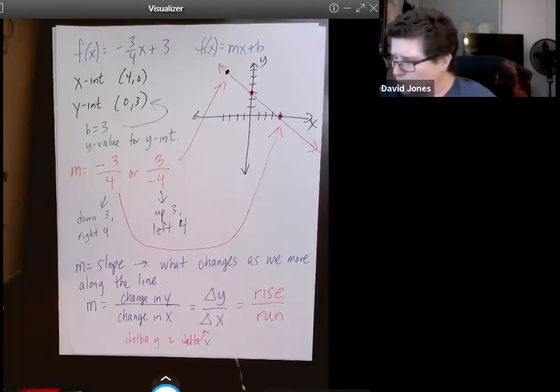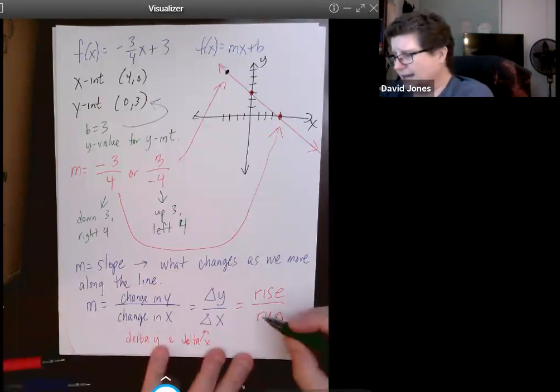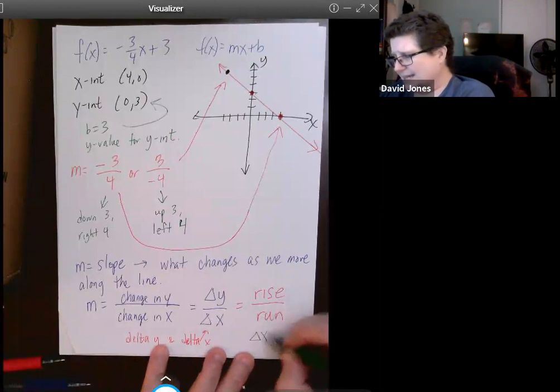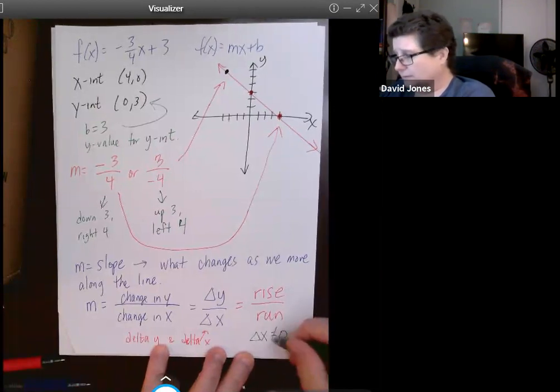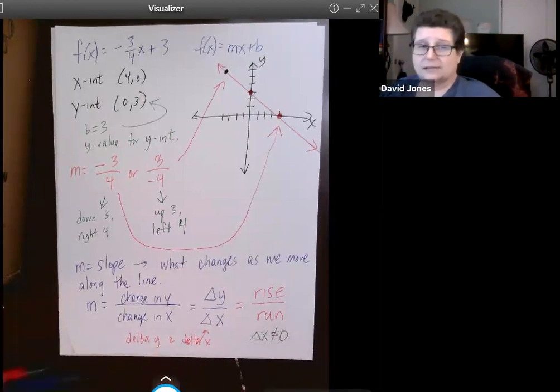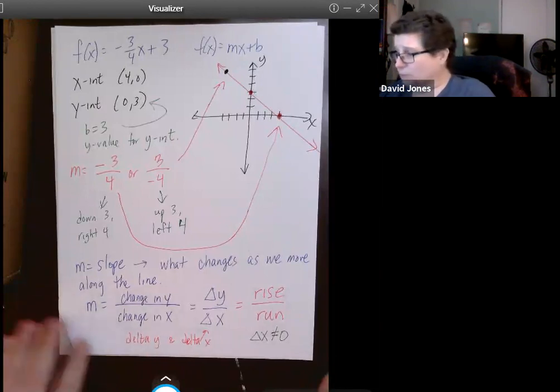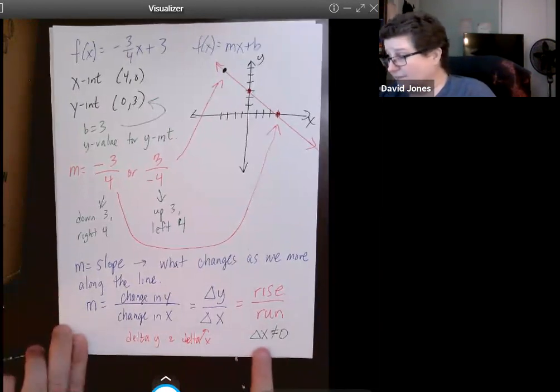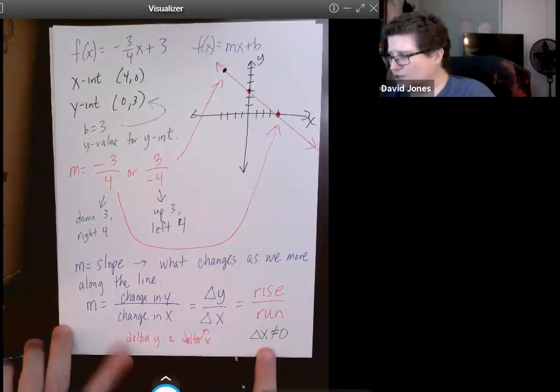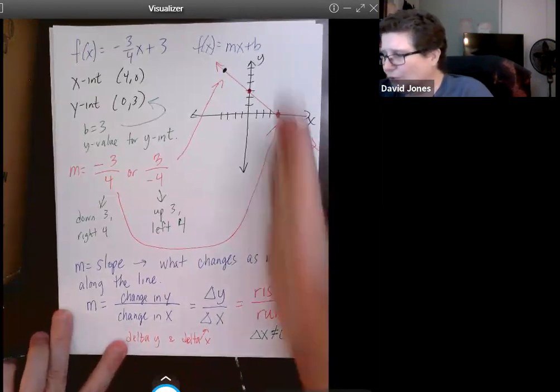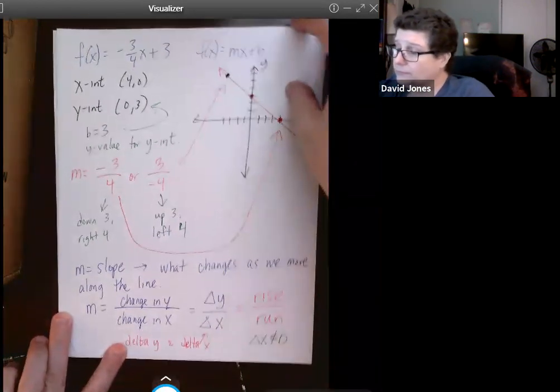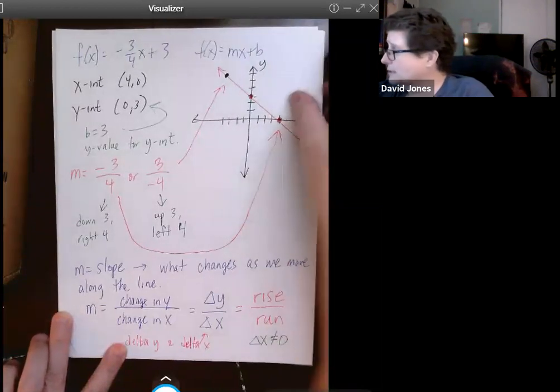We are assuming we don't want the denominator equal to 0, so the change in x, the delta x, can't equal 0. Otherwise, something breaks the fraction. If we don't have a change in x, it's a vertical line. I'll talk about that more in a second.